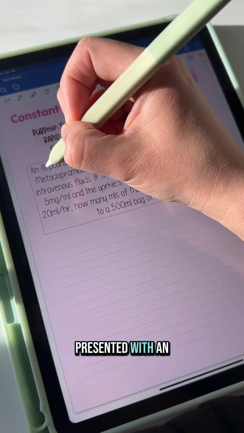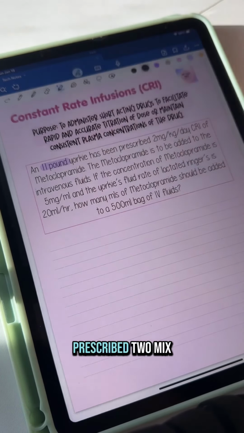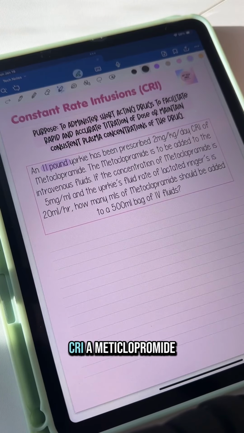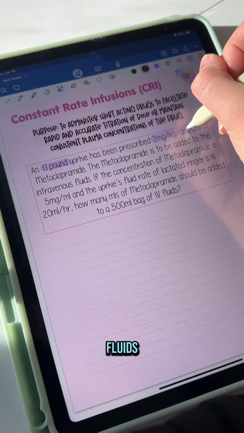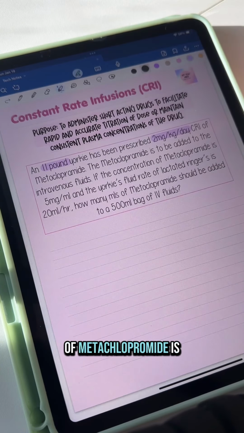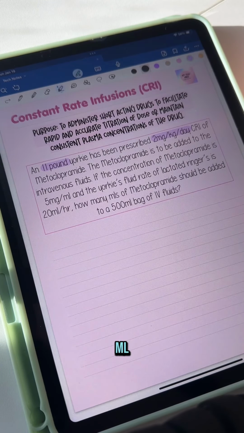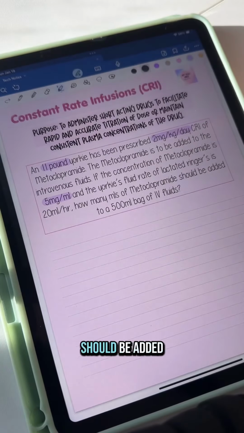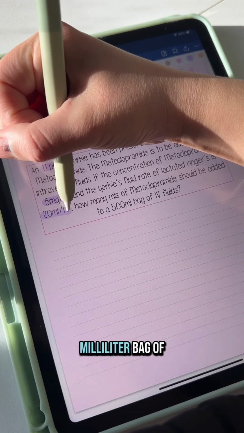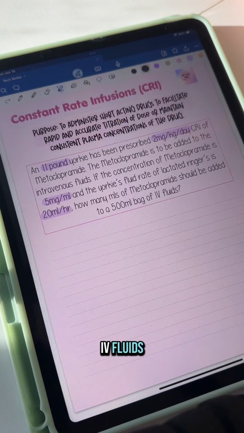Today, you are presented with an 11-pound Yorkie that has been prescribed a 2 mg per kg a day CRI of metoclopramide. The metoclopramide is to be added to the intravenous fluids. If the concentration of metoclopramide is 5 mg per ml and the Yorkie's fluid rate of lactated ringers is 20 mL an hour, how many mLs of metoclopramide should be added to a 500 milliliter bag of IV fluids?